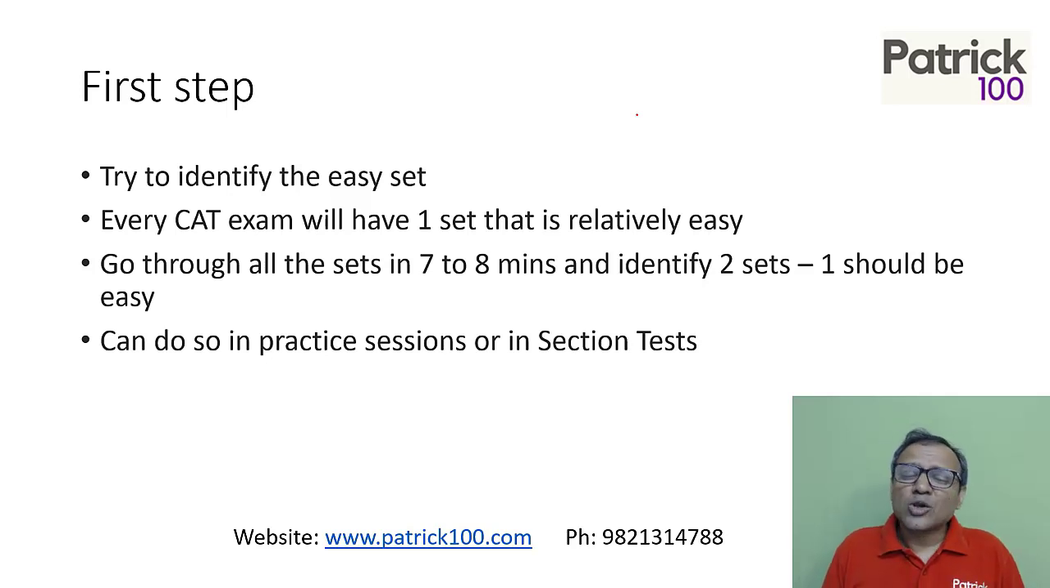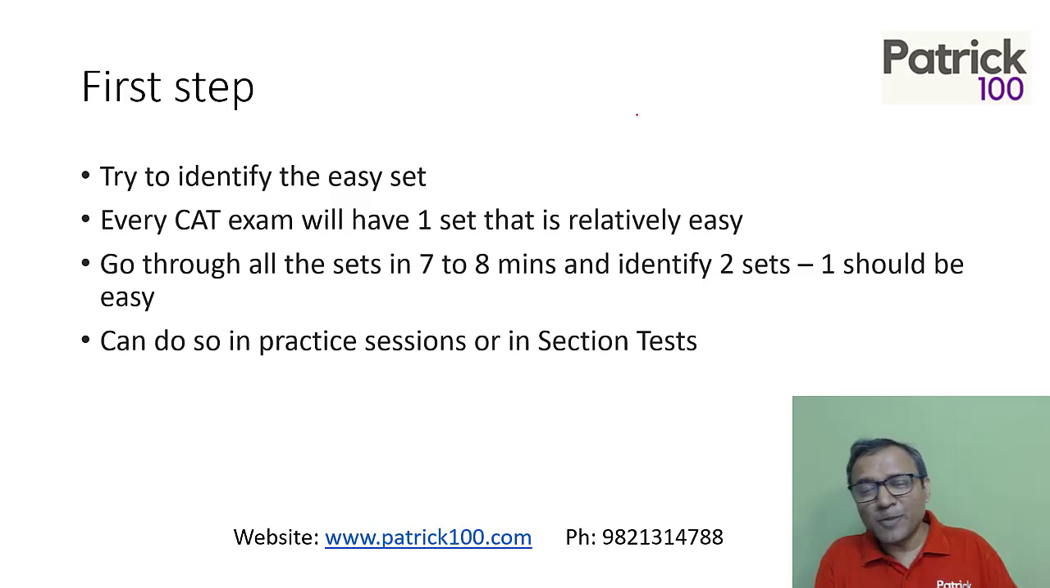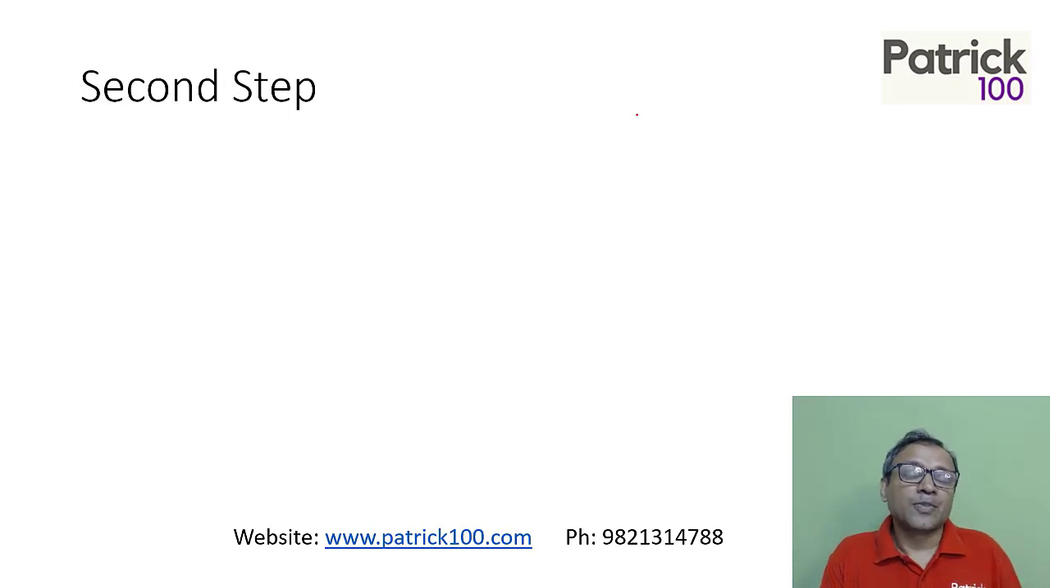But also try to write down the parameters on what makes a set easy and what makes a set tough. That will help you to select the easy sets faster. So in a book, write the parameters that help you identify easy sets. We do have a workshop for DILR where we'll discuss how to pick up the easy sets to help you with that.